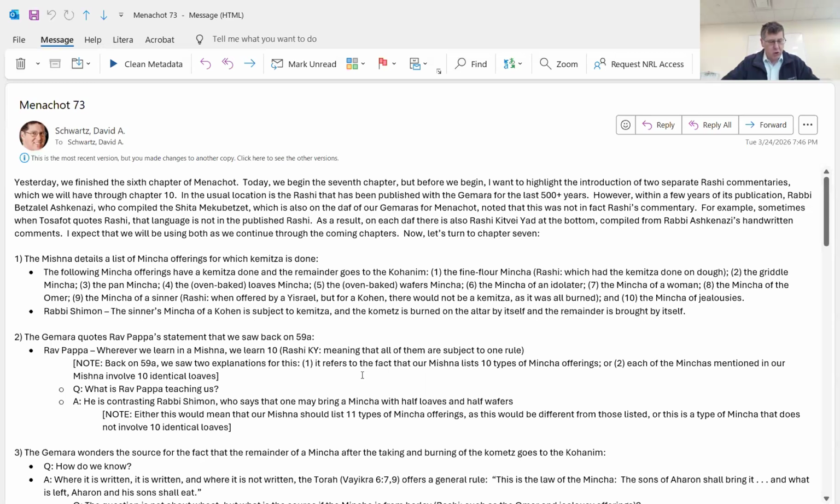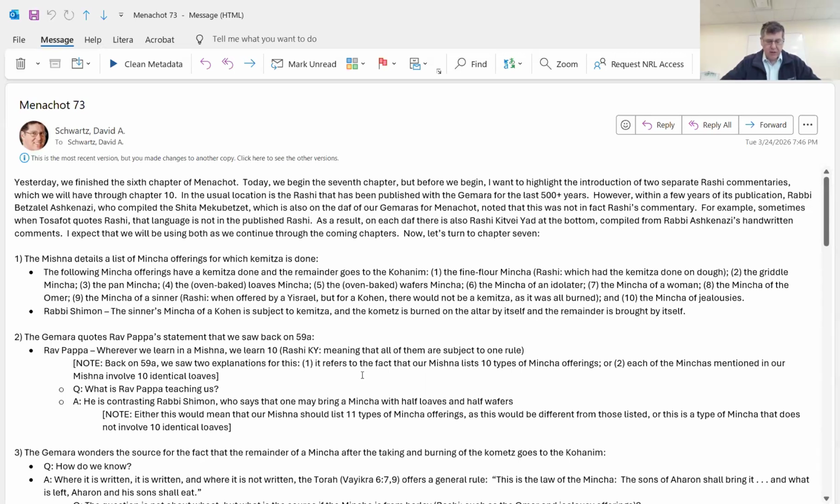Here are the mincha offerings where you do kamitza, and the remnants are left for the Kohen. What's omitted in the middle there is obviously that the kometz you took a kamitza from is going to get burned on the altar, and that then is what permits the shirayim. But in any event, these are the minchas that have both the kamitza and the kohanim get to eat.